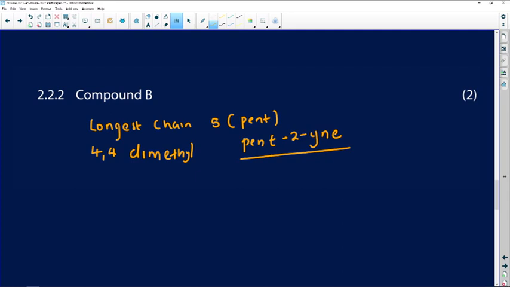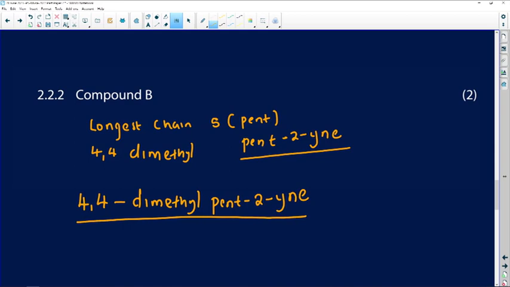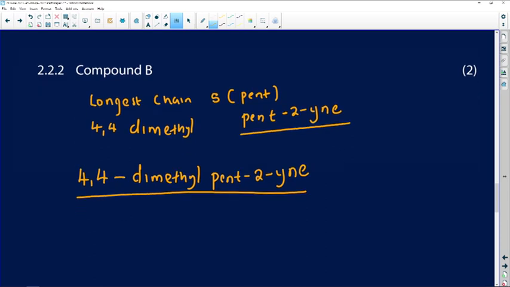Let's now combine what we have here. We are going to have 4,4. Between a number and a letter there must be a hyphen. So it is dimethyl. What is our longest chain there? Is pent. So we have pent dash or hyphen 2 hyphen ine there. That's how we are going to name this compound. It's 4,4 hyphen dimethyl pent hyphen 2 hyphen ine. Others use hyphen. You can also use a dash. You won't be penalized for that.